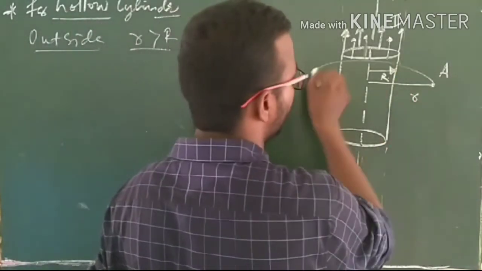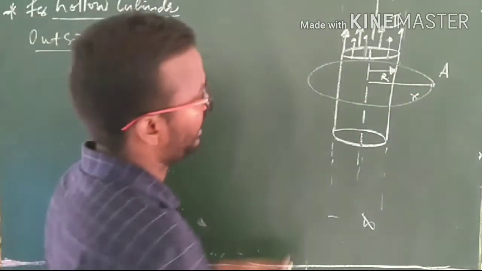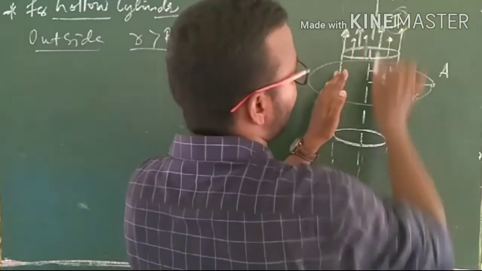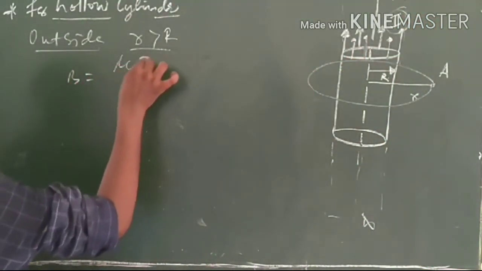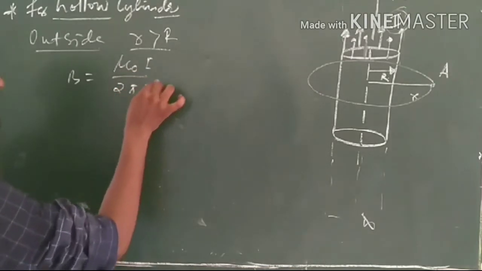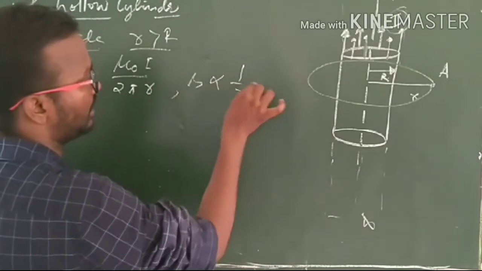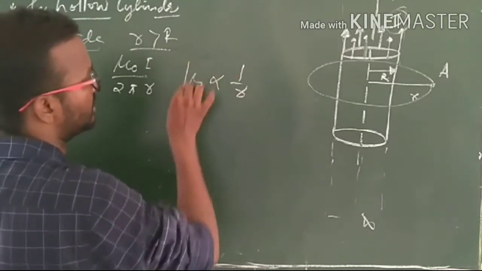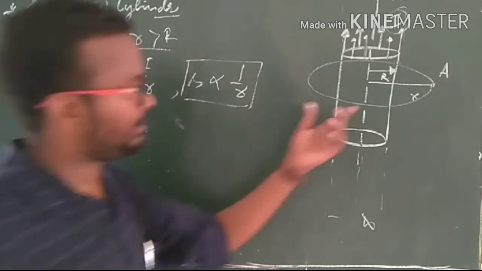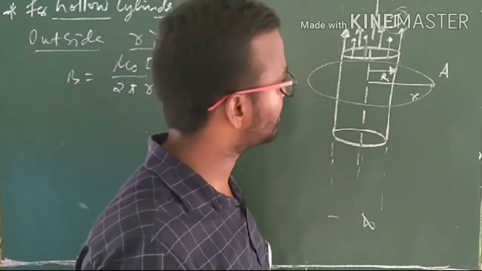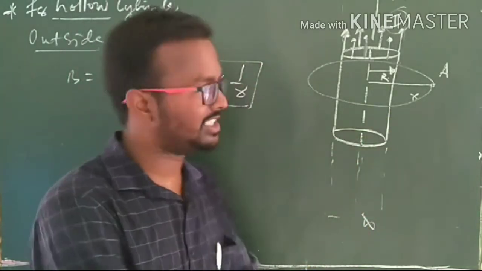Then we have to first draw an imaginary Ampere loop, and the total current within the loop is I. The same thing for the solid cylinder: B equals mu naught I by 2 pi R. Here also, B is inversely proportional to R, that is, B is proportional to 1 by R. Clear? Same as we discussed previously, it is a similar case for a solid cylinder.